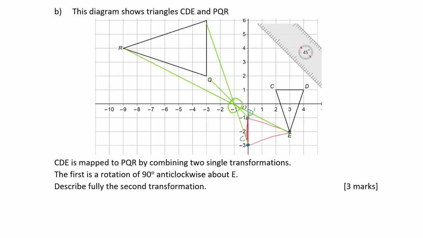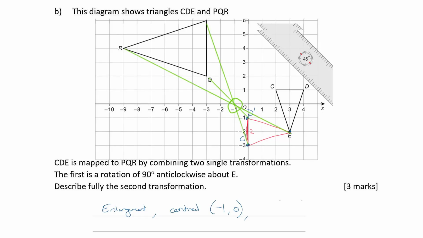Okay, so it's going to be an enlargement centered on -1, 0. Now what's the scale factor? Now you can see that this side here, the shorter side of my triangle, is 2 in the original object, and in the image it's 4, so it's twice as big, but it's also on the opposite side of the center of enlargement, so it's going to be a negative enlargement. So it's going to be scale factor of -2.